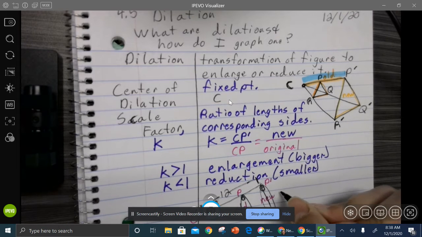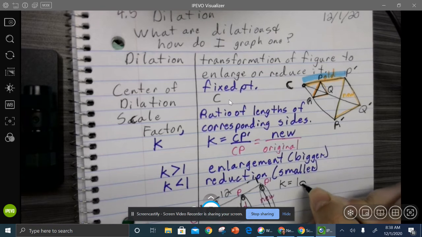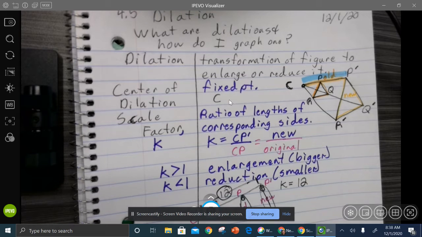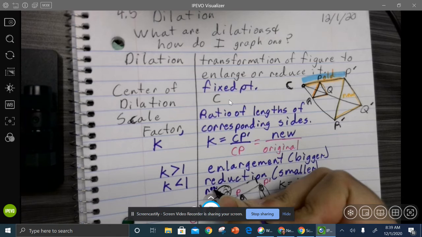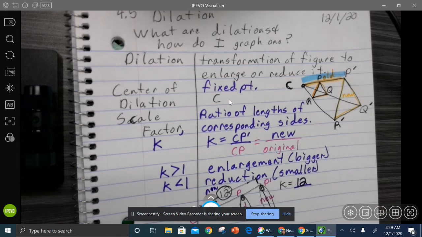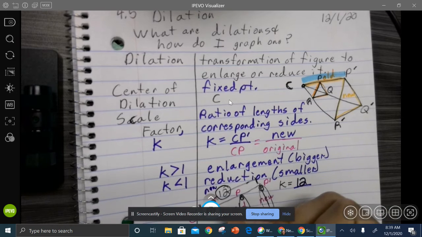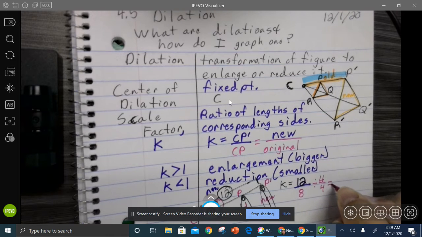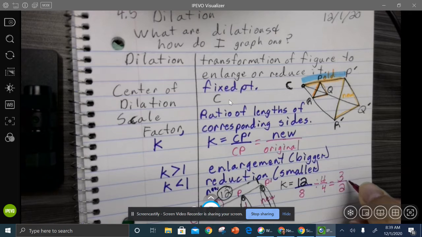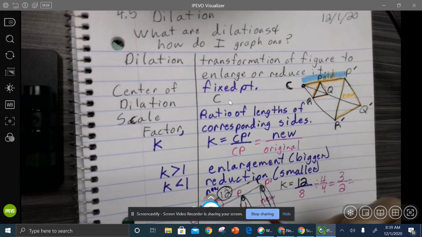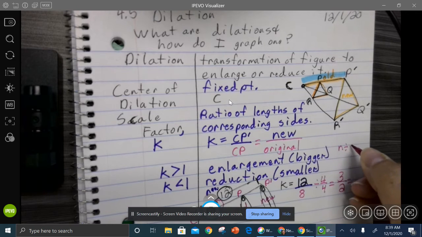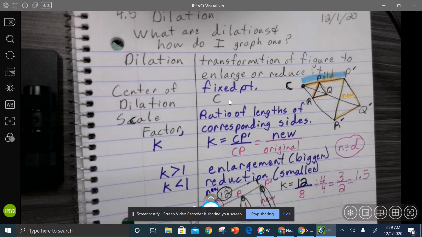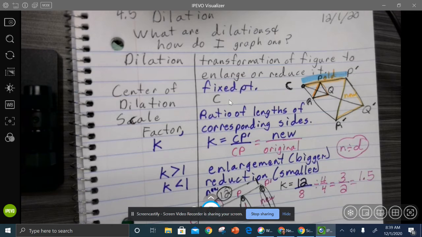So the scale factor is going to be equal to 12, which is the new. I'm going to switch colors. So new, 12, over the old, 8. We can divide both of them by 4, so we get 3 halves. We could also simplify: remember, we can divide the numerator by the denominator to get 1 and 5/10. So remember that, we can change it from a fraction to a decimal.